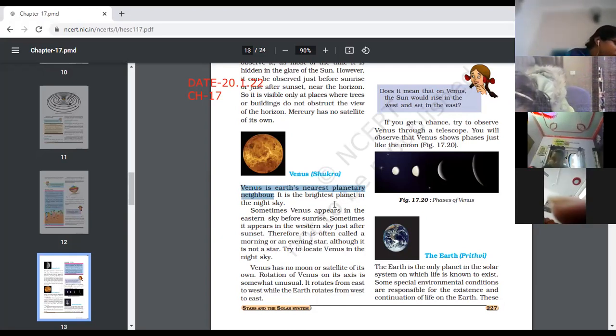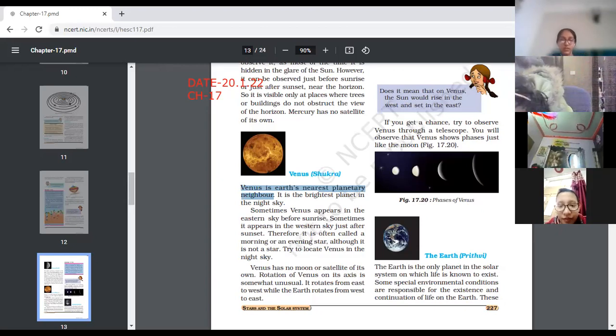Continue beta reading, after that I will tell you. Often called a morning or an evening star, although it is not a star. Try to locate Venus in the night sky. Venus has no moon or satellites of its own.